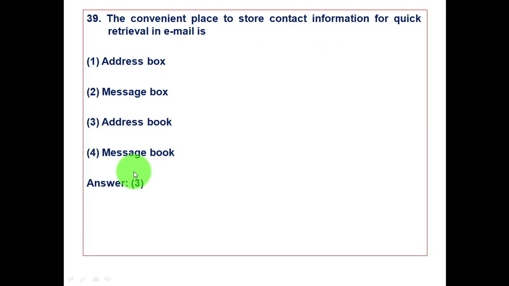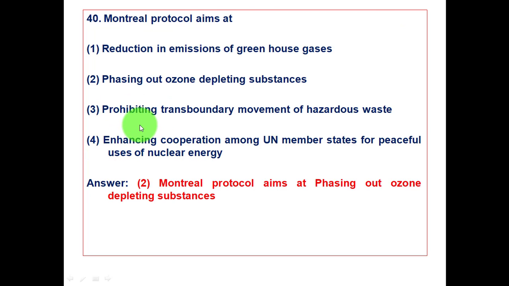Message box is wrong. Message book is also wrong. Only the correct option is 3. You may confuse with 1 and 2 because both have address given, but address book is the correct answer. Okay. Coming to the last question of this part.